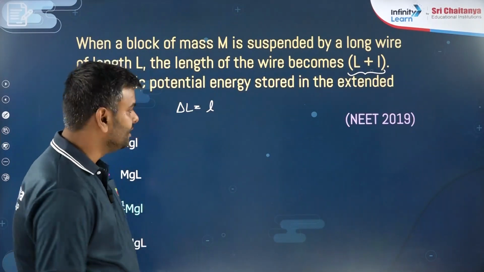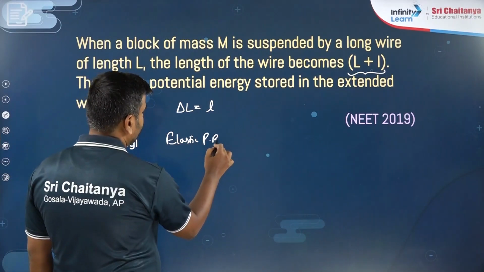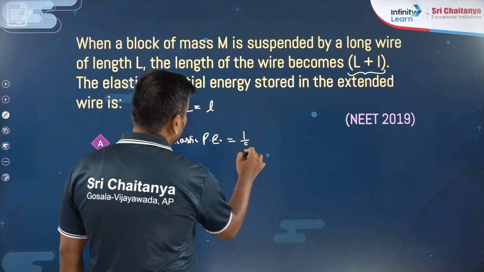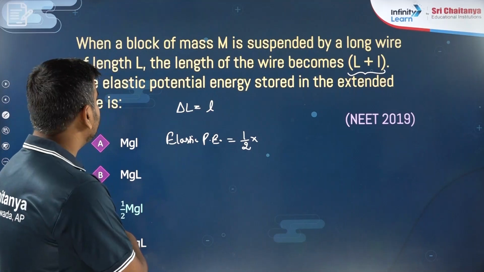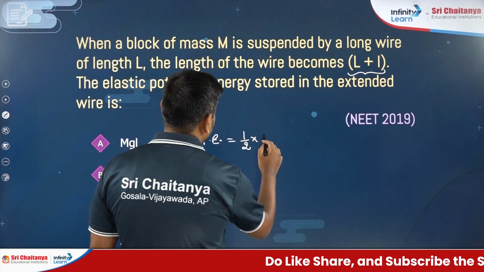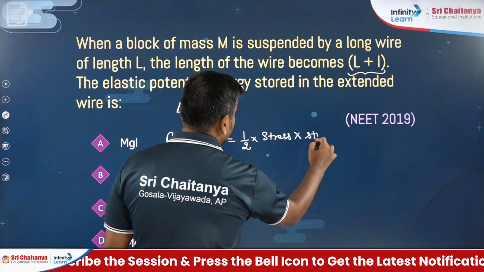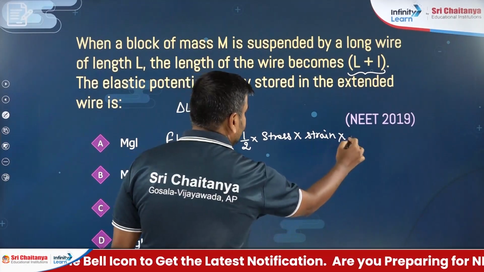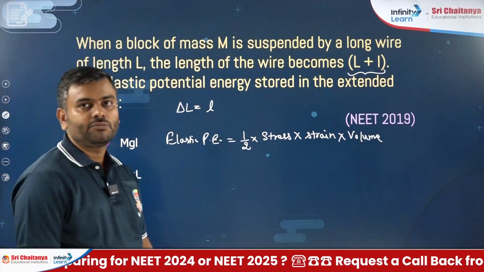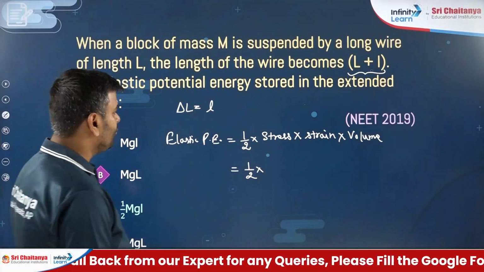What will be the elastic potential energy? The elastic potential energy formula is 1 by 2, and since they have given us the values, it can be written as 1 by 2 into stress into strain into volume. This will be the relation we have to use in order to calculate the elastic potential energy. Stress value will be force per unit area. And what will be the force?